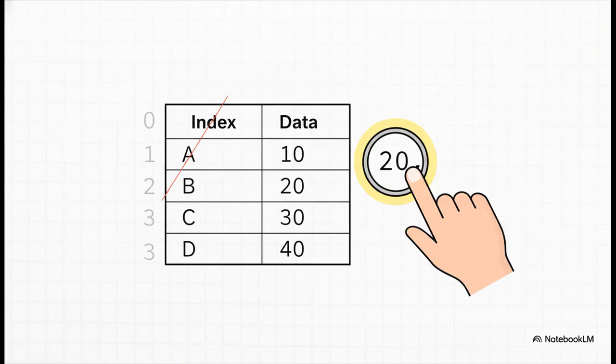And just look at the result. The default numeric index is totally gone. It's been replaced by our custom labels. This makes the series so much more readable. Instead of trying to remember what's at position 1, you can just ask for the data at index B. It's way more intuitive and so much clearer.